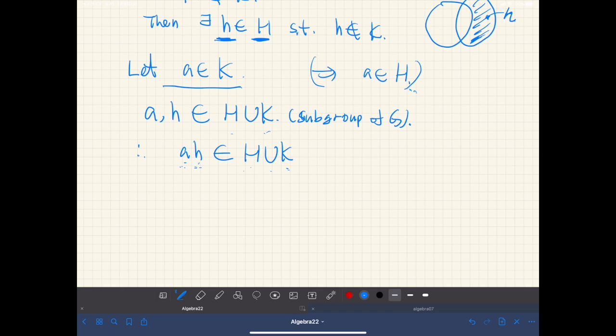So this means ah belongs to either H or ah belongs to K, or both, right? But suppose this is true.